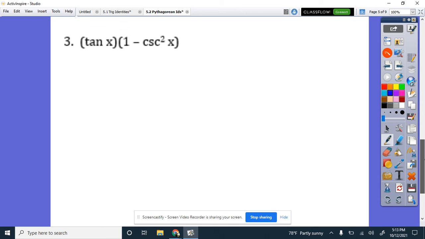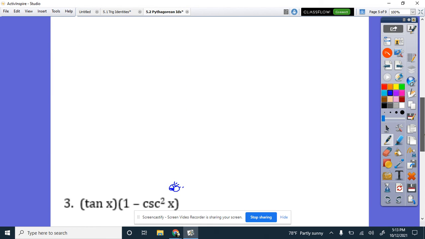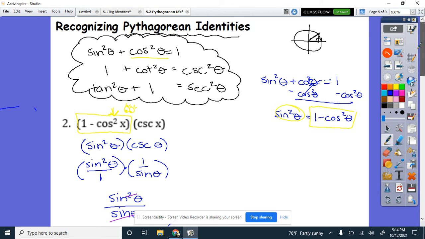So number 3, I guess on here it's labeled number 3. I take a look at this problem: tan x times 1 minus cosecant squared x. My brain goes, oh my gosh, that is a Pythagorean identity. Let me see what the original one looks like. I'm going to scroll back up here, and okay, I see cosecant squared.